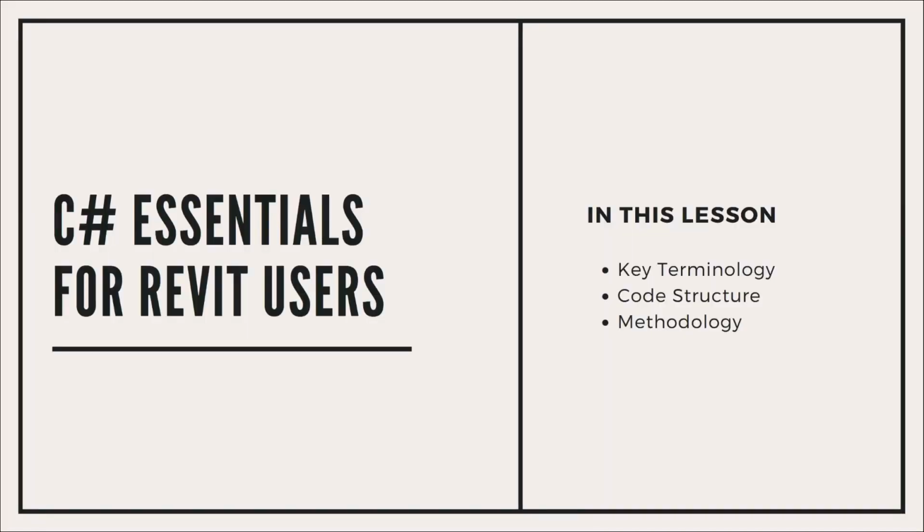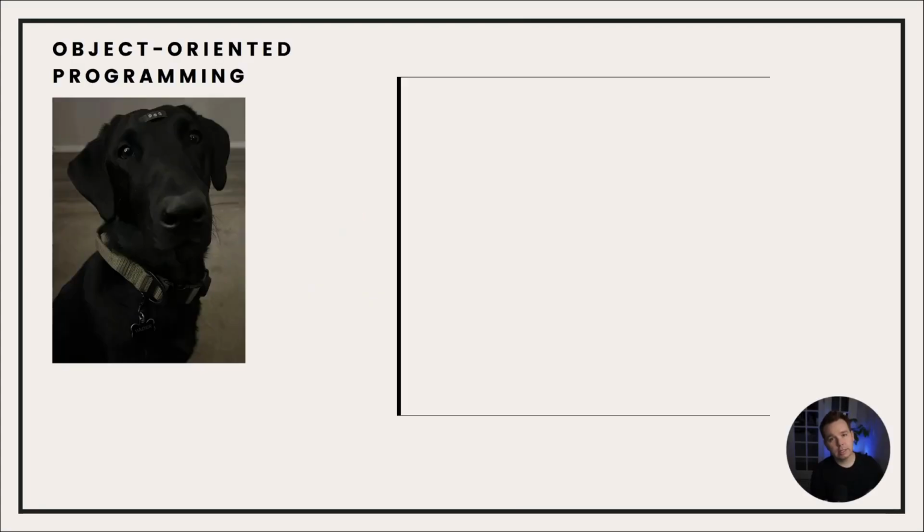So in this lesson, we're going to cover key terminology, code structure, and the methodology around using C# to create zero-touch nodes. Once again, this lesson is C# essentials for Revit users. To get started, C# is an object-oriented programming language, so it works in a way where it thinks in objects. Objects can have properties, methods, and all sorts of other things assigned to them.